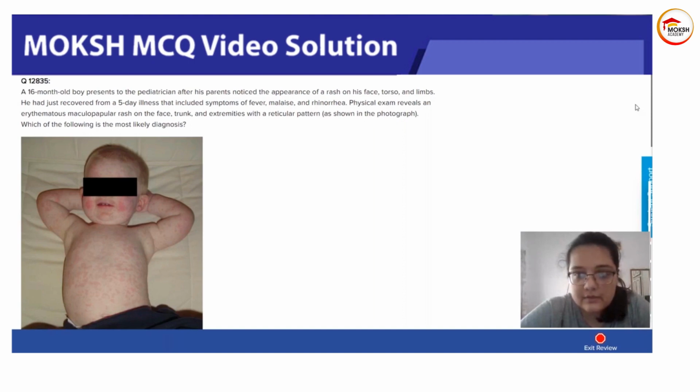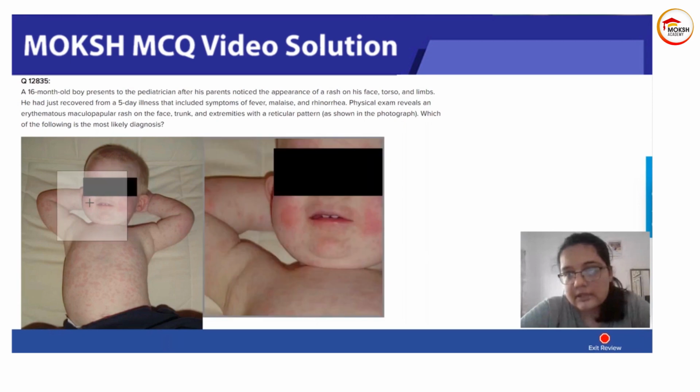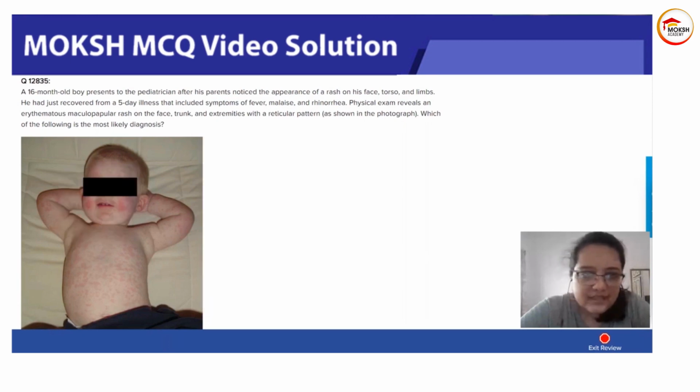What is the buzzword? Yes, there's a slapped cheek appearance. Okay, it's almost like someone has slapped the kid here. See, two big red blotches here. So yes, viral rashes can be quite confusing.